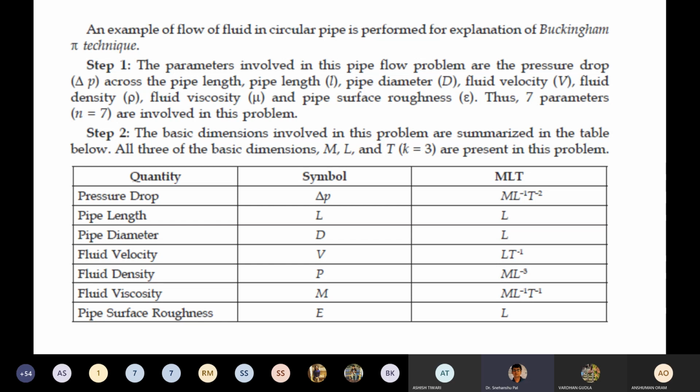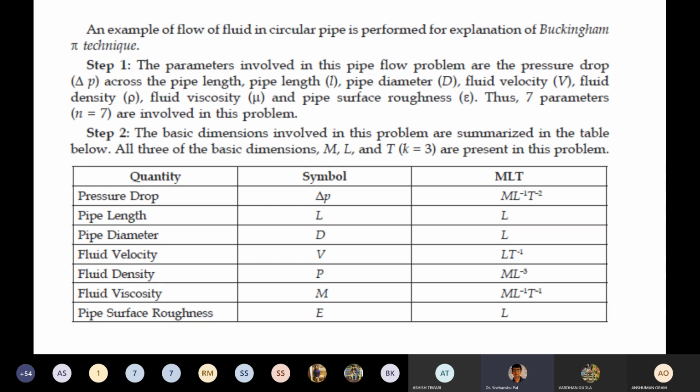How are we finding it? We understand the physical process. In order to get the n value, you should know the physical system, or understand the physical behavior of the system. Then only can you identify what parameters you should consider to understand the problem or the behavior. After that, you can determine n by considering all the variables in the same way. Then go for step 2.